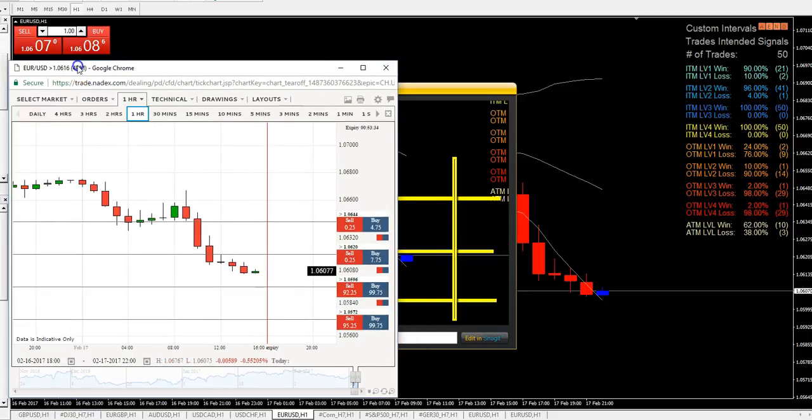There is what you call a spot rate, which is right in the middle of the bid and the ask right here. That's what Nadex uses for their price movements. Like right now, the spot rate is 106.078. You can see that right here. It's in the middle of these two. So that's the spot rate.